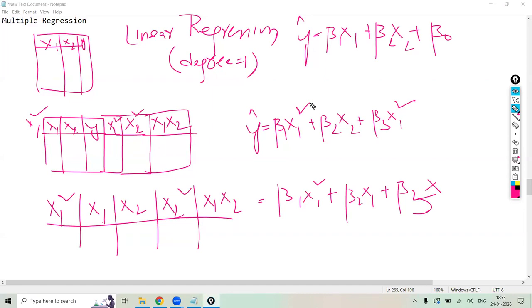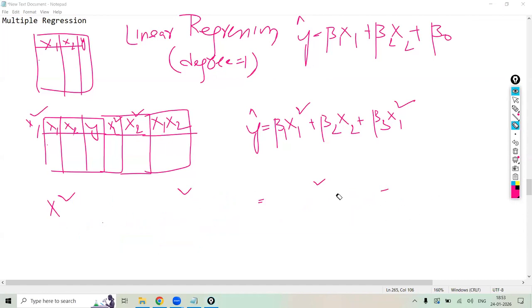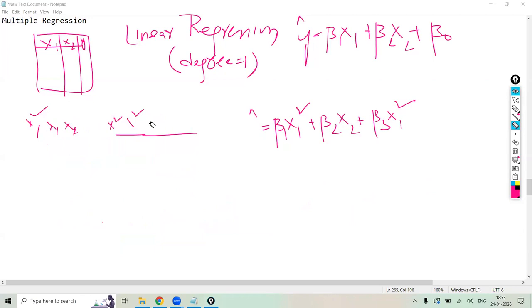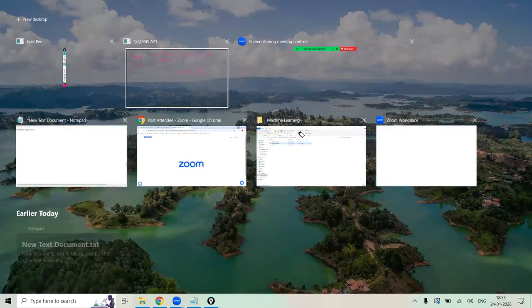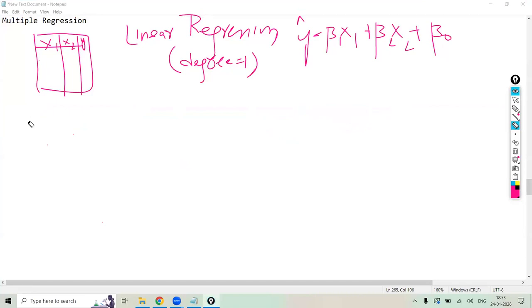Is the point clear? Whatever the order of input columns is, the first beta value indicates the first column, the second beta value has to be multiplied with the second column, and the third beta value has to be multiplied with the third one, like that. So whatever values you are going to get. Now tell me guys, everyone, don't unnecessarily get confused here. I'll explain with one more example.